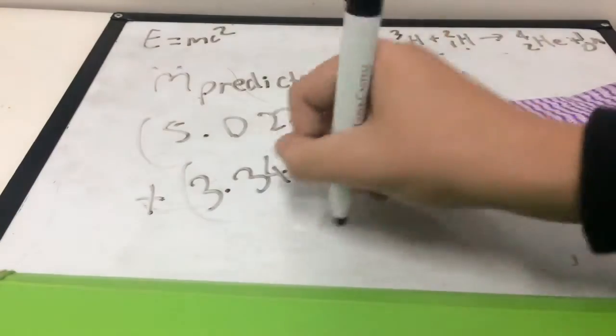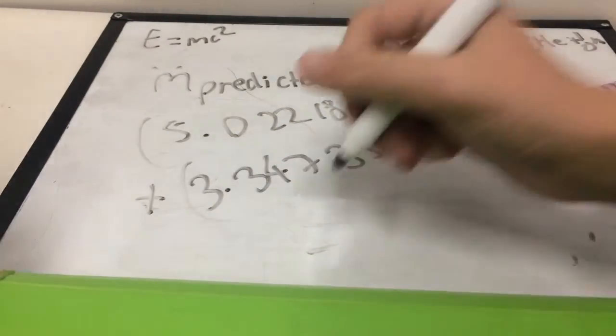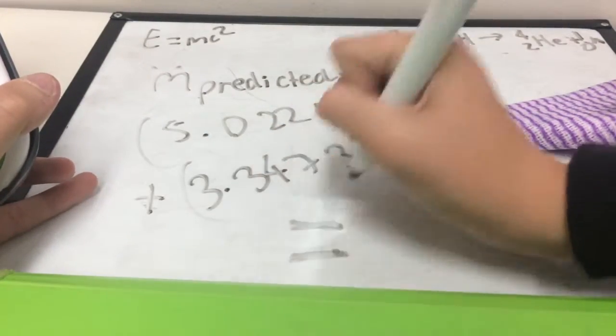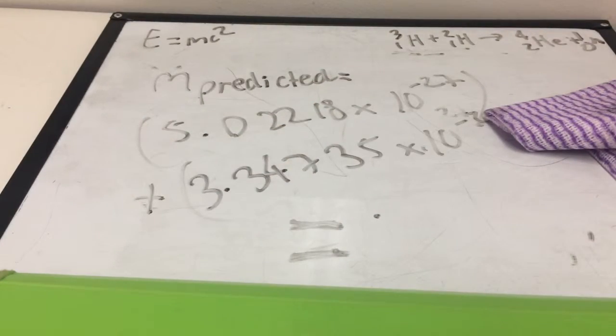So now our predicted mass is going to be those two numbers added. We need to get a new whiteboard marker to write equals. Our predicted mass is going to be this.